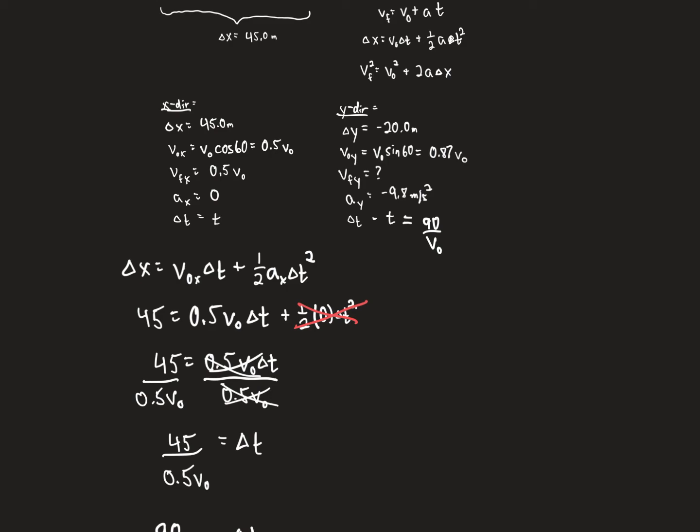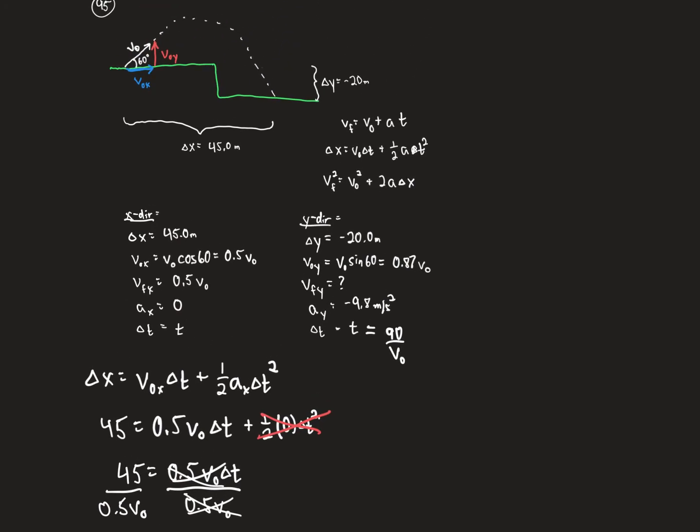So there's a couple things I don't know. I don't know what V0 is. I know V initial y is equal to 0.87 times V0, and I don't know what V final y is. So I don't know either of the velocities. So look at your equations again and try to figure out which one we should use.